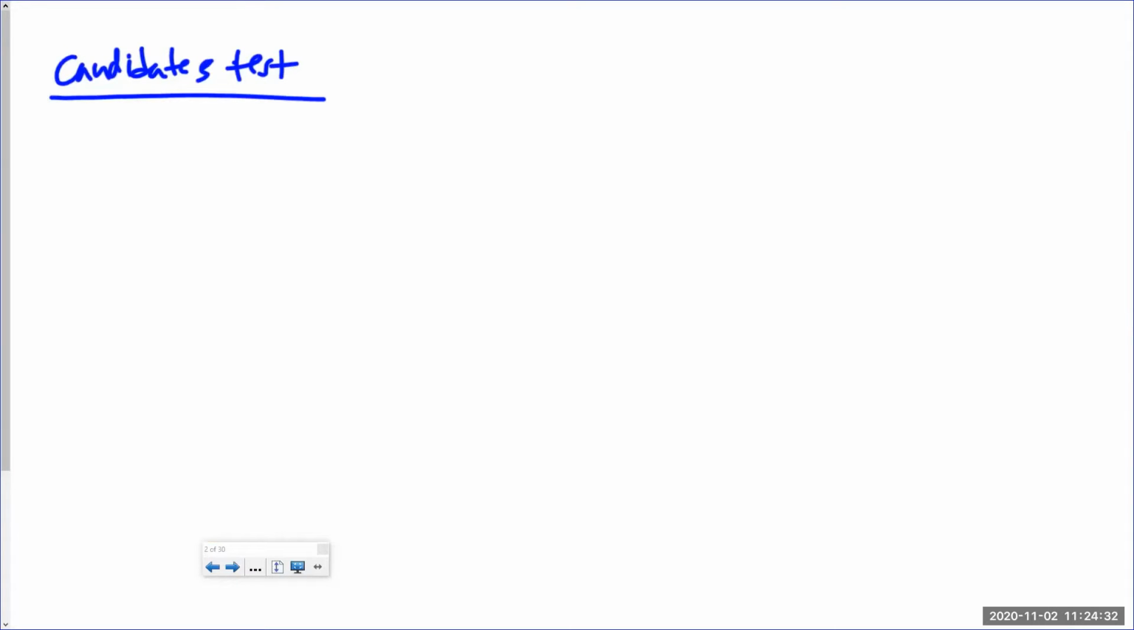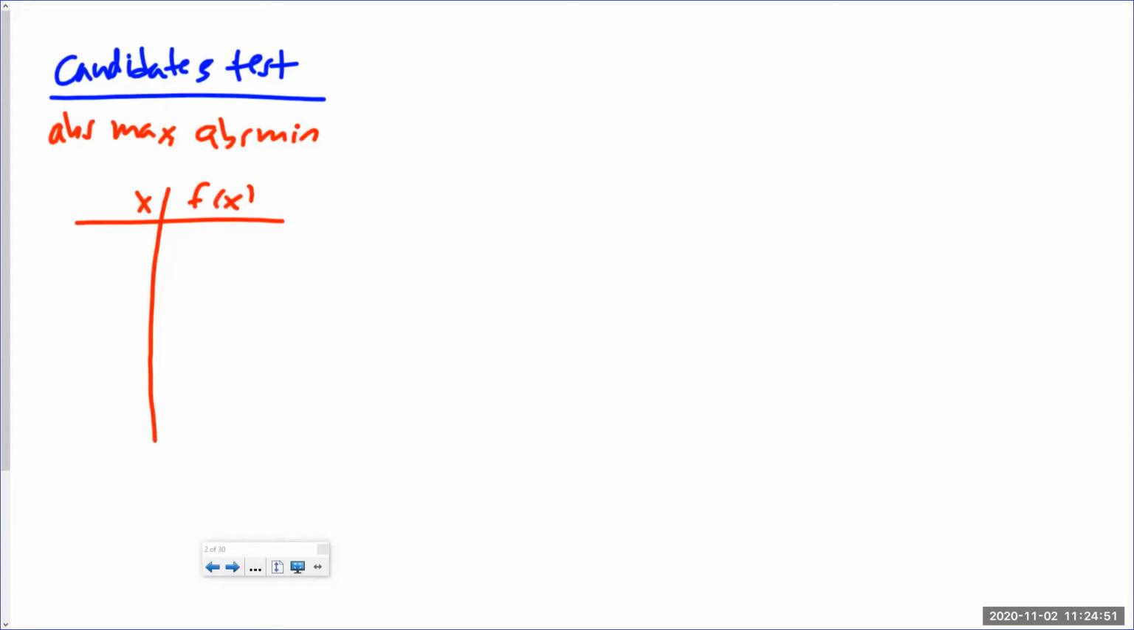And the key words for the candidates test were when you were looking for absolute max and absolute min, okay? When you were looking for those two things, okay? And how did you find absolute min and max? We said you were looking for Mount Everest or you were looking for Mariana's Trench. So what you did was you took a T-chart. You put X over here, F of X over here.